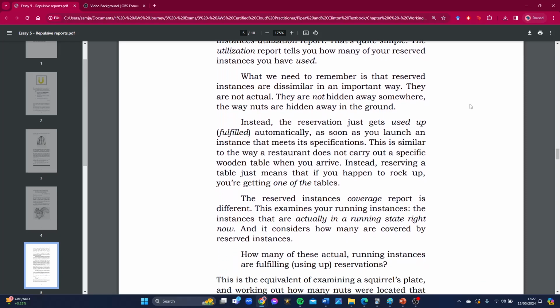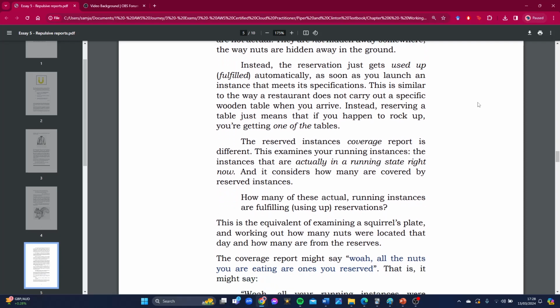What we need to remember is that reserved instances are dissimilar in an important way to something like nuts. They are not actual. They are not hidden away somewhere the way nuts are hidden away in the ground. Instead, the reservation just gets used up or fulfilled automatically as soon as you launch an instance that meets its specifications. For example, the platform it runs on is Linux. It's a t2.micro instance. That's what I mean by specifications.